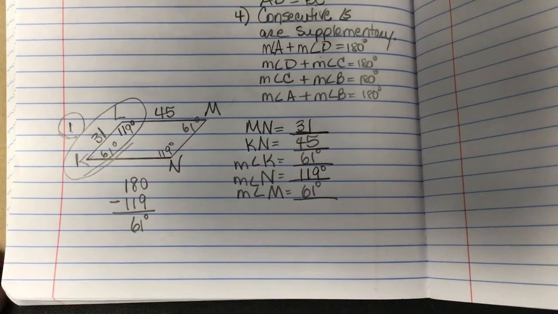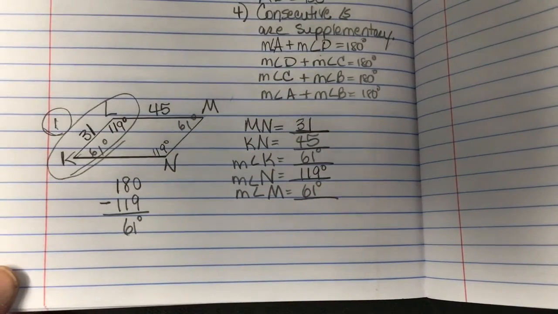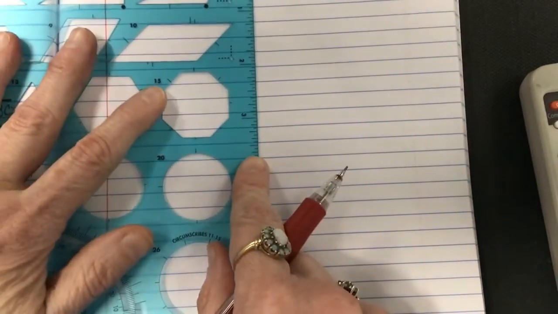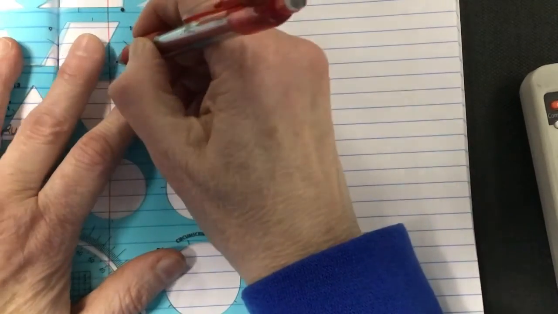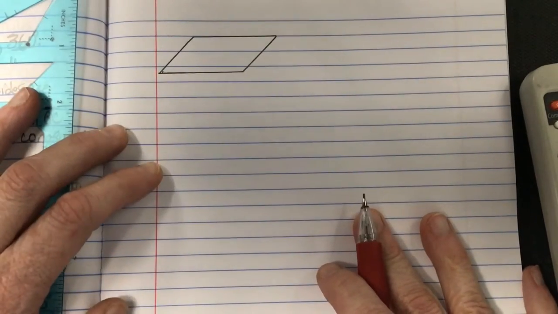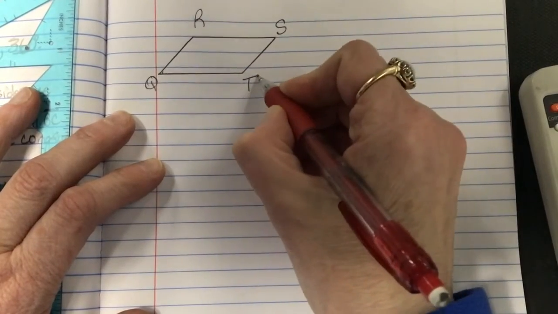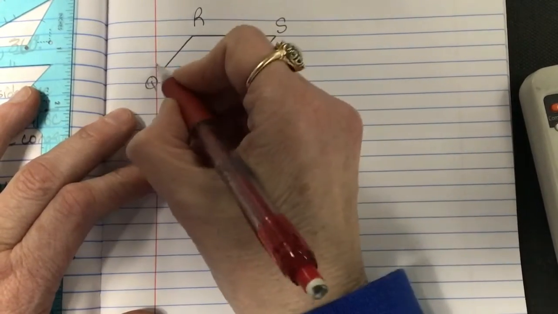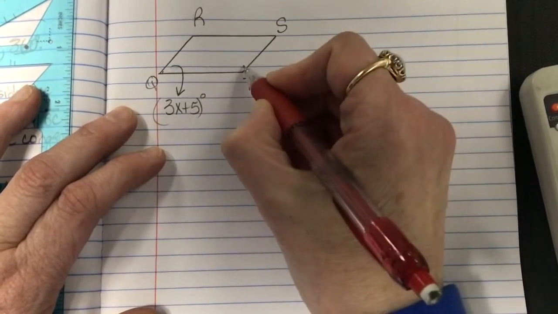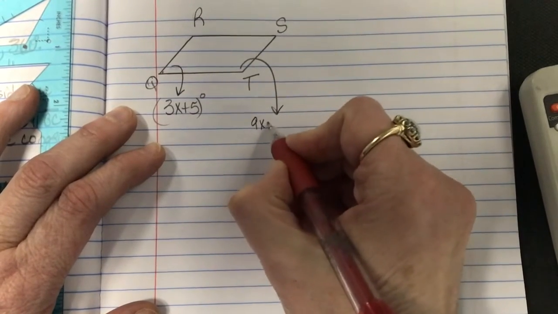Okay, pretty quick. Number 2, need an algebra one. Got to keep you ready for algebra 2 next year. Got to always throw some X's in there. Same picture. That's just the best one. I'm just going to draw it like it's given. And we're going to call it QRST. I'm going to use arrows, and I'm going to say this one is 3x plus 5 degrees. And I'm going to say this one is 9x minus 17 degrees.